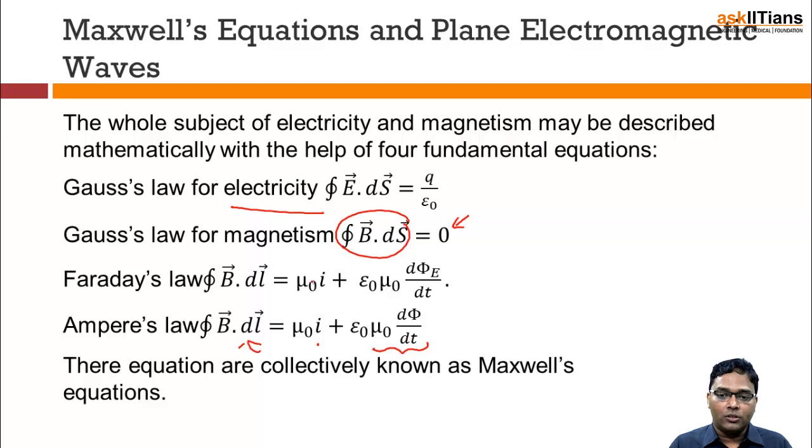In an analogous way, the variation should actually be given by E dot dl. So if I talk about E dot dl, this is going to be equals to mu naught I, plus the flux variation in terms of the electric flux. One is going to be in terms of the magnetic flux, the other one is going to be in terms of the electric flux. So combining all of this together gives rise to what are known as Maxwell's equations.